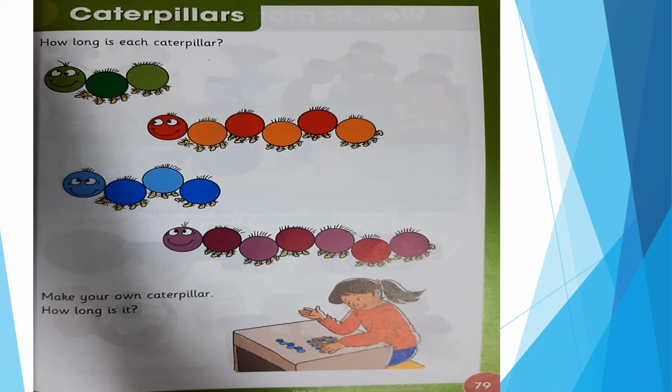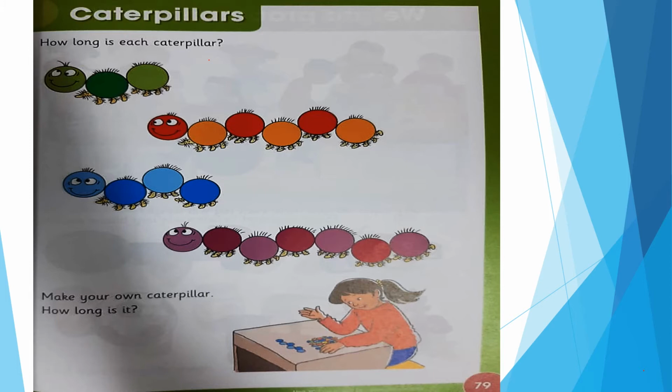Okay, so are we on our learner's book, page 79? If so, that's great. Now I want you to write your date. Very important to write your date. Okay, let's proceed. Now we have here caterpillars. That's a question for us. It says, how long is each caterpillar? How long do you think it is? Who can tell me how long do you think the first caterpillar is?